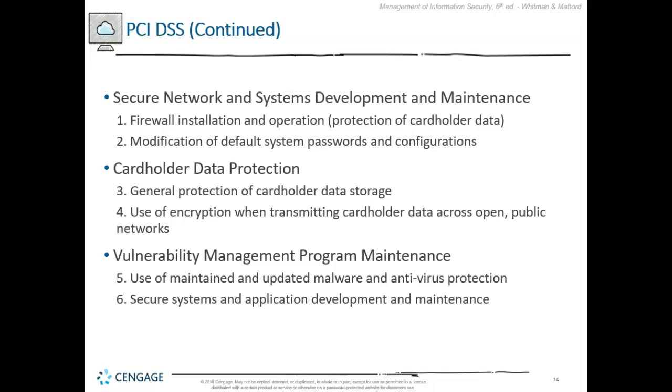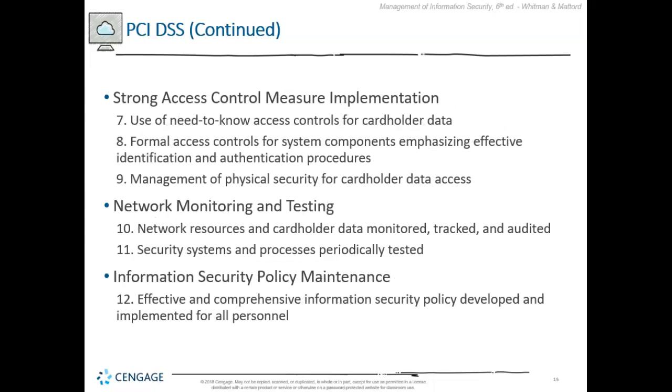Section 5 is mainly malware and antivirus protection. 6 is protection of applications and their development and maintenance. Strong access control measures need to be implemented. Network monitoring and testing. This is where you'll do a number of things like vulnerability testing, penetration testing, and tracking down vulnerabilities in your system. And then information security policy maintenance, establishing an information security policy and the management and protection thereof.